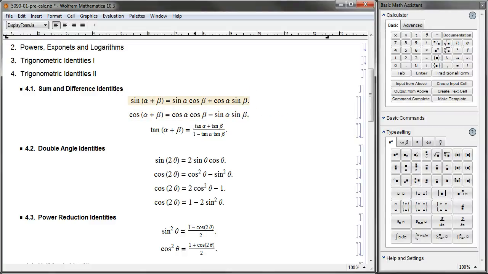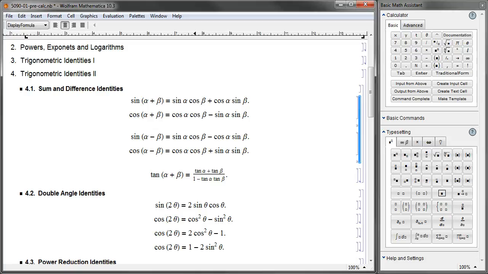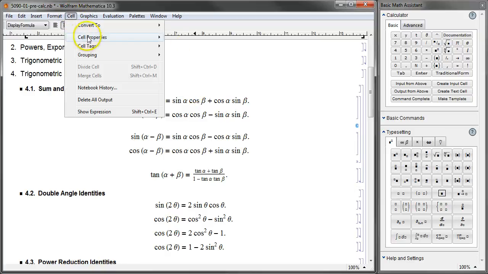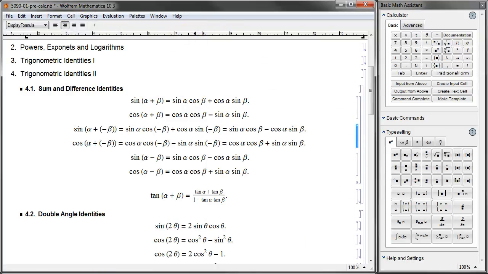And by substituting beta by negative beta right here, you're going to get a difference identity for sine and the difference identity for cosine, as we see over here. Pretty simple. Alpha minus beta is the same as alpha plus negative beta, and that's how we can prove it. Just replace beta by negative beta and simplify, we get what we want.